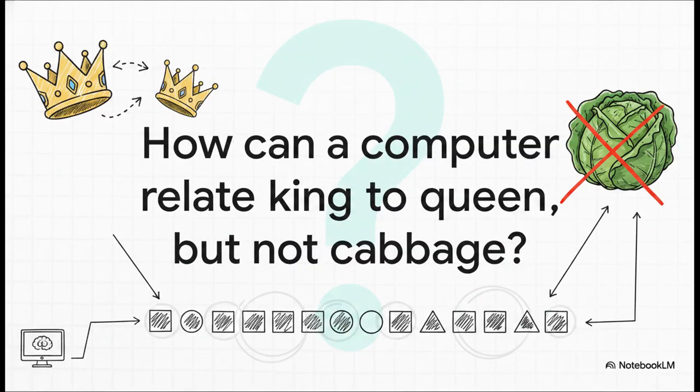So let's just start with a really simple question. Think about it. How can a computer possibly know that the word king and the word queen are related, and at the same time know that king and, say, cabbage are not? To us, it's totally obvious. But for a machine that just sees a bunch of text, how does it ever learn that connection?